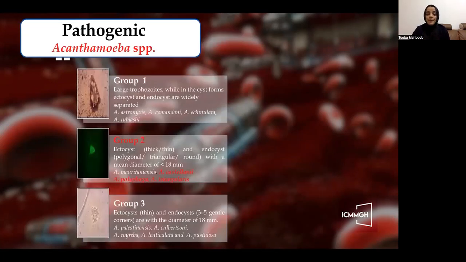On the basis of morphology, pathogenic Acanthamoeba species have been categorized into three main groups: group 1, 2, and 3. Acanthamoeba triangularis belongs to Acanthamoeba group 2, along with other pathogenic amoebas like Acanthamoeba castellanii and Acanthamoeba polyphaga.